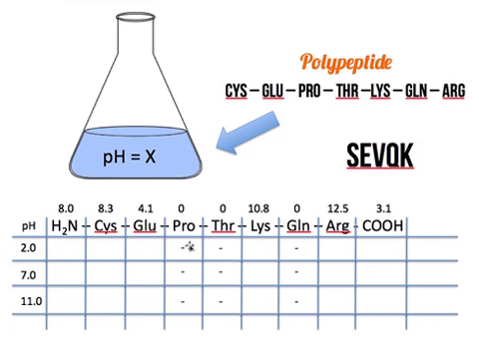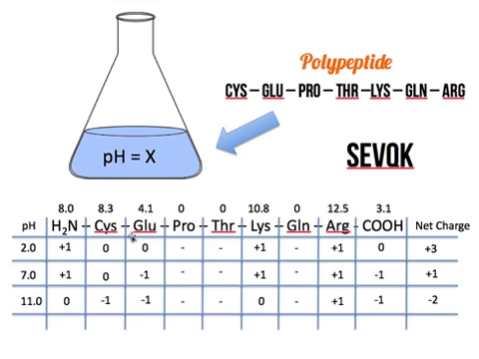Alright, so we go through and we label everything that got a 0 because we're not worried about those. Okay, after we got our zeros in there, this is the down and dirty version. Alright, so I'm going to go through each one of them here. So at a pH of 2, this amino group wants to be protonated. So let's look at H2N.